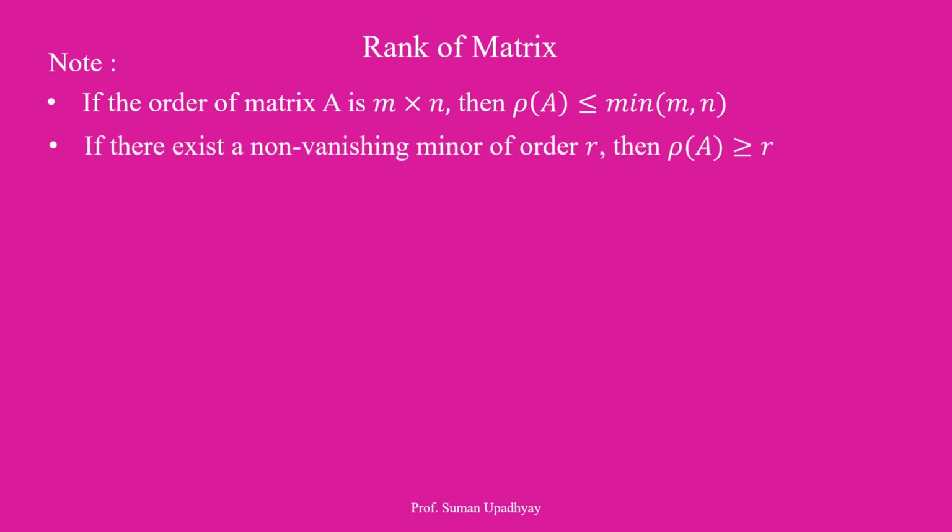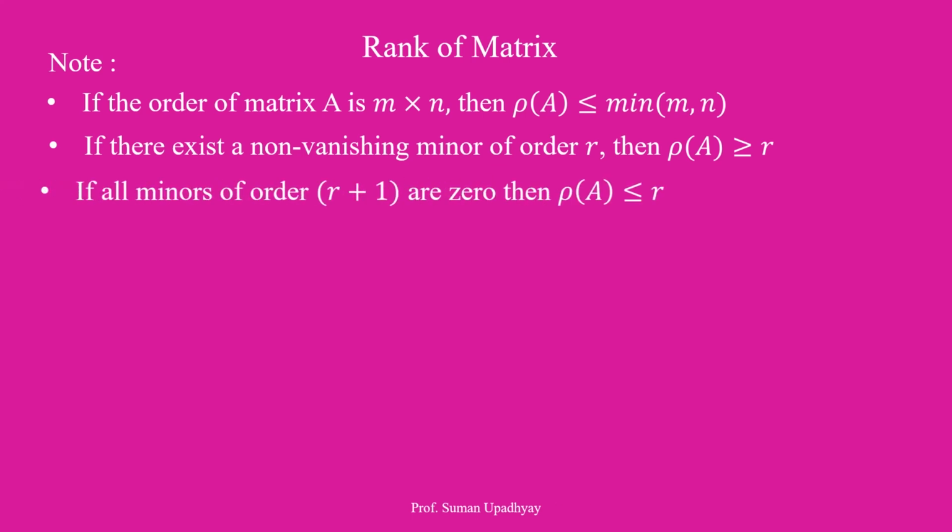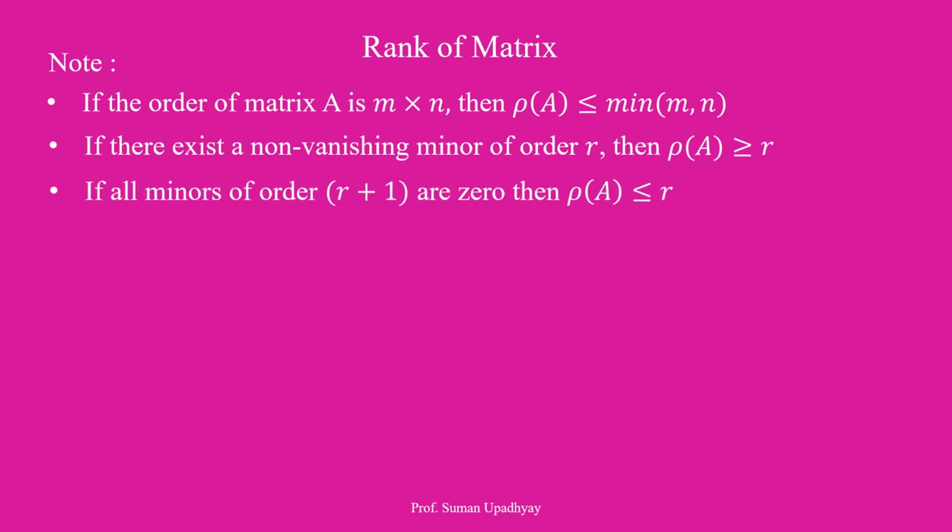If there exists a non-vanishing minor of order R, then rank of A is going to be either R or more than R. If all the minors of order R plus 1 are 0, then rank of A is going to be less than R plus 1. Less than R plus 1 means it is going to be either R or less than R.